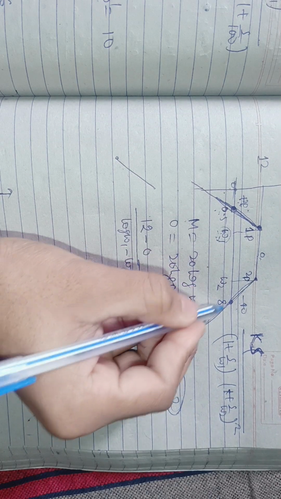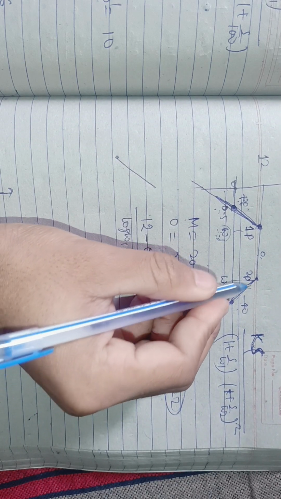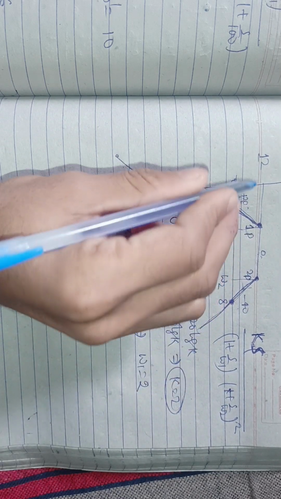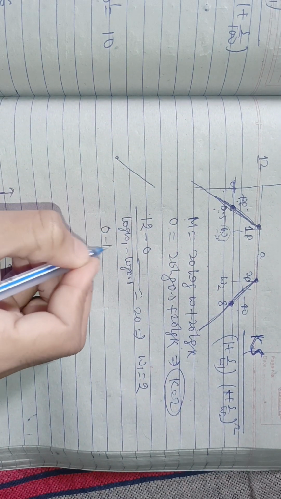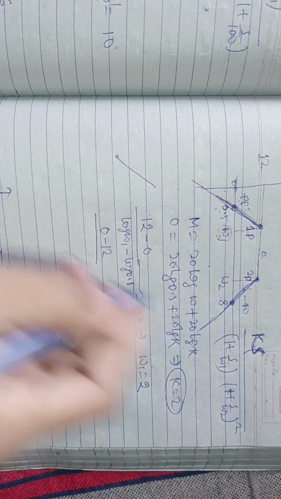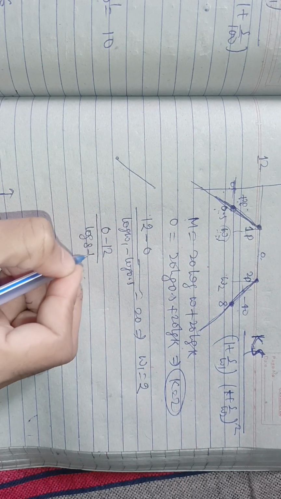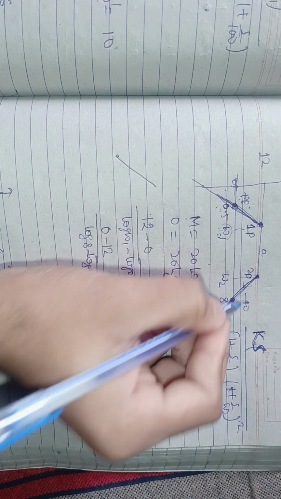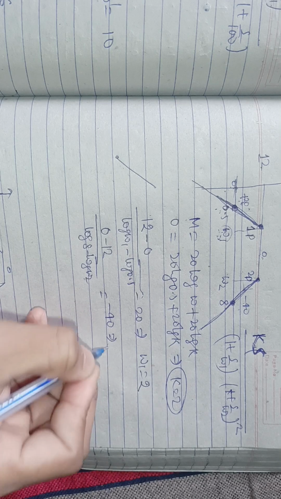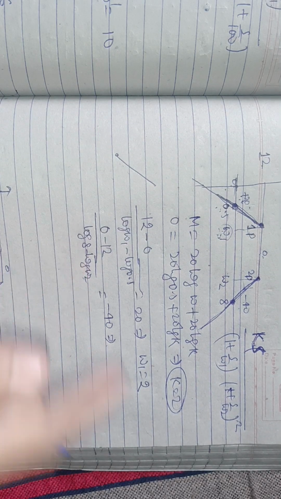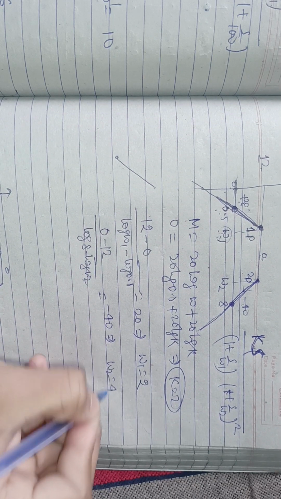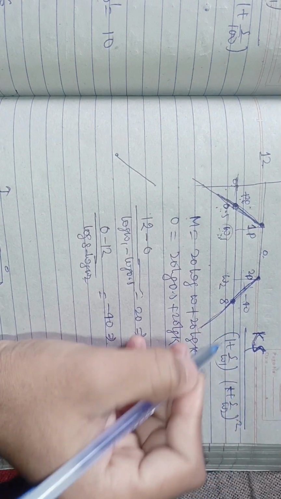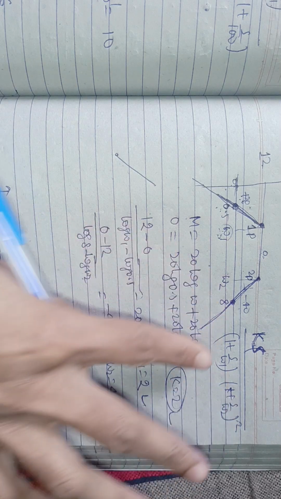Now observe here as we move in this way: y2 minus y1, where y2 is 0 and y1 is 12. Omega 2 minus omega 1 is log 8 minus log omega 2, and the slope is minus 40 dB per decade. If you simplify this, you will get omega 2 equal to 4. Then just put the omega 1, omega 2 and k values into the generalized transfer function, and you will get the transfer function.